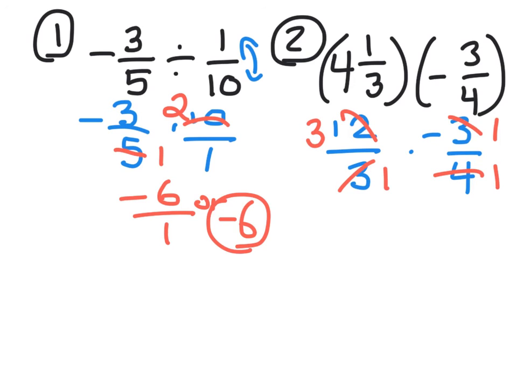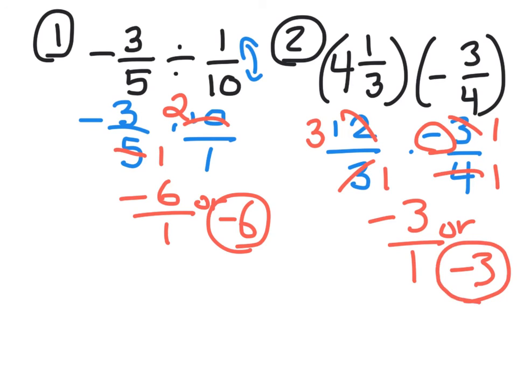Now let's multiply. 3 times 1, and there's a negative sign there. Let's not forget that. 3 times 1, and the negative sign would be negative 3. 1 times 1 is 1. So negative 3 over 1, or simply negative 3. All right, how'd you do on that one?